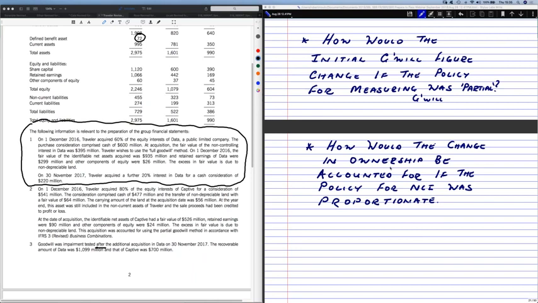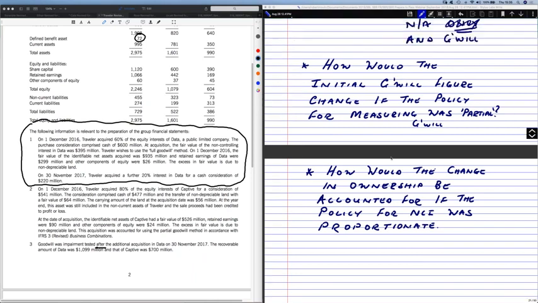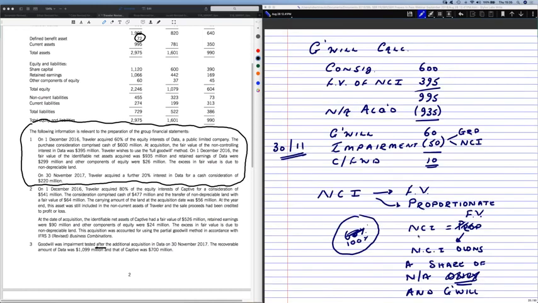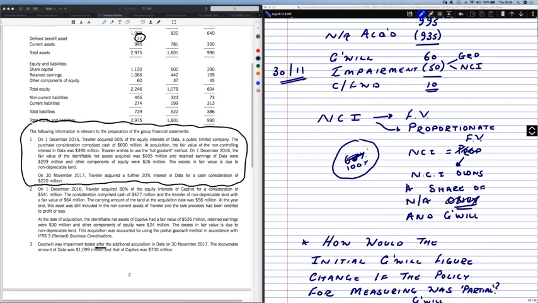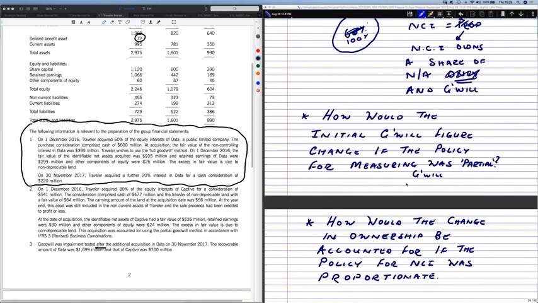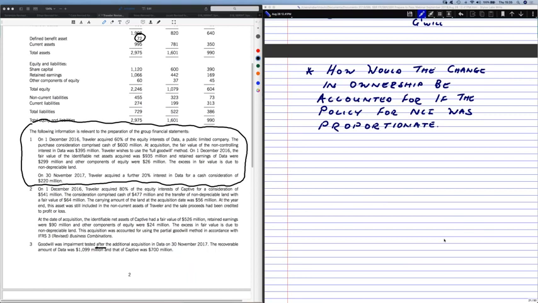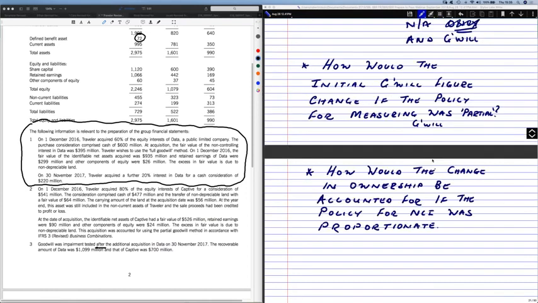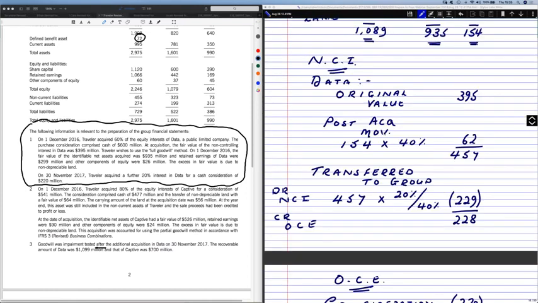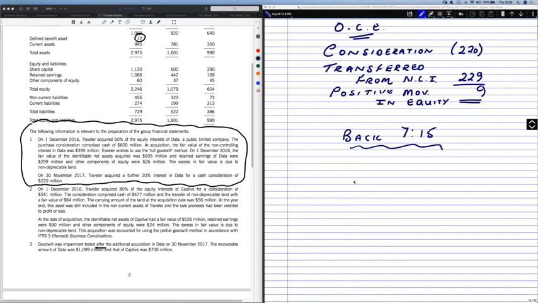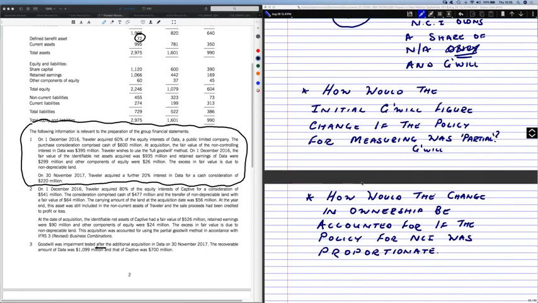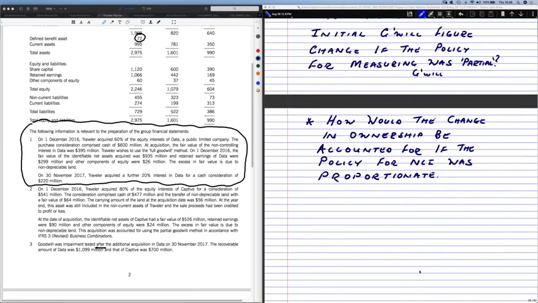Now, all I'm asking you to do then, please, is to think about how the goodwill figure that we've got here would change if the policy was proportionate, i.e. partial, because partial is the same as proportionate. Partial goodwill, proportionate NCI, full goodwill, fair value for the NCI, and more significantly, how would you account for the step up if the policy for the NCI is proportionate? Let's go back up here. How would you account for this that we've done? Yeah, how would you account for this if the policy was not for the NCI to be at fair value, but if it was proportionate? Okay.